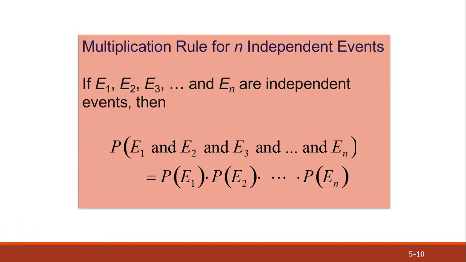Now, the multiplication rule for independent events doesn't only work for 2 independent events. It also works for n number of events. So if you have n events that are independent of each other, then you can take the probability of all of those events and apply this multiplication rule just like this right here. Find the probability of the first times the second times the third, all the way out to however many independent events you have.